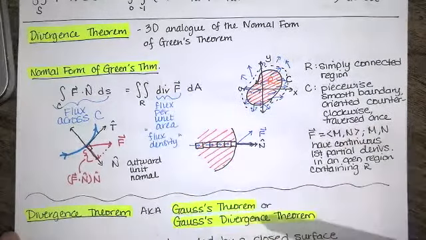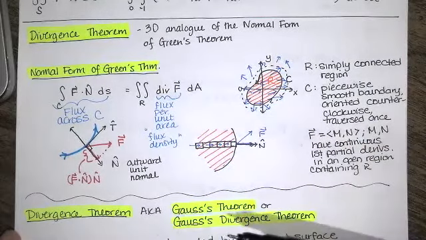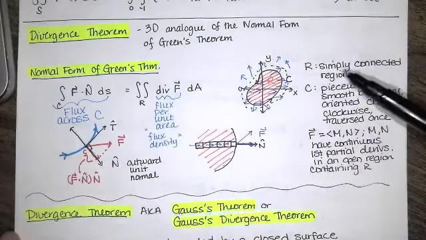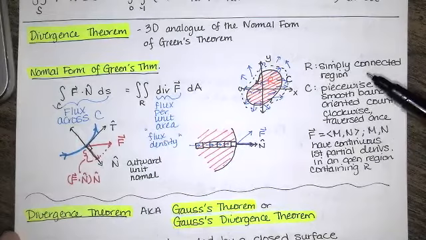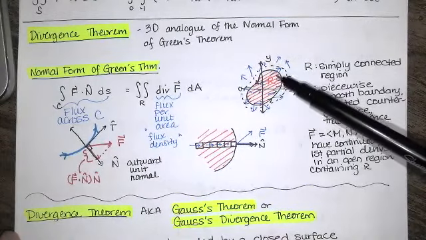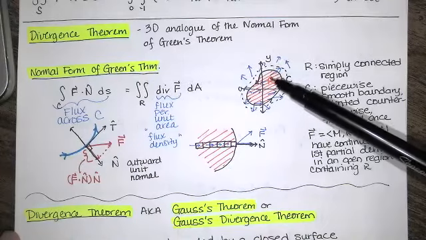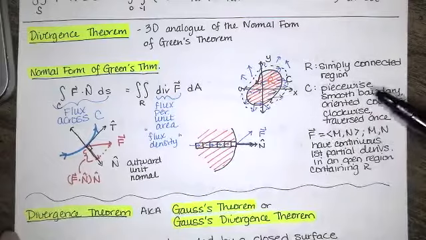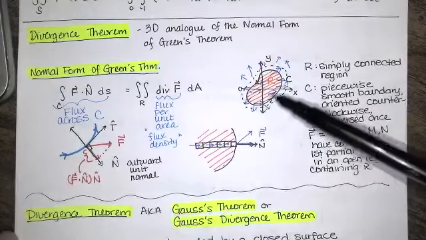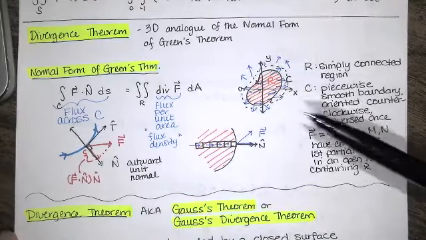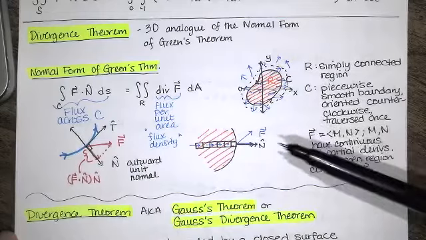Okay, so this is the normal form of Green's theorem. And it says, provided all of this is true: if R is a simply connected region, that means every simple closed curve that lies in R contains only points that are in R. If that's true, and R has a piecewise smooth boundary C, so that's this boundary here, and it's oriented counterclockwise, and it's traversed exactly once.